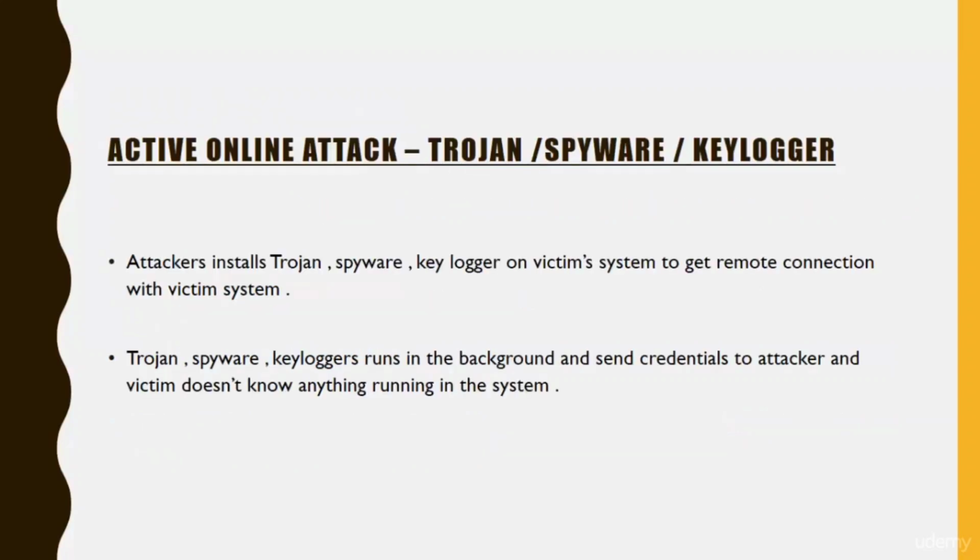Active online attack: Trojan, spyware or keylogger. Attackers install a Trojan, spyware or keylogger on the victim system to get a remote connection with the victim system. Trojans, spyware and keyloggers run in the background and send credentials to the attacker, and the victim doesn't know anything is running in the system. These are the methods you can use.